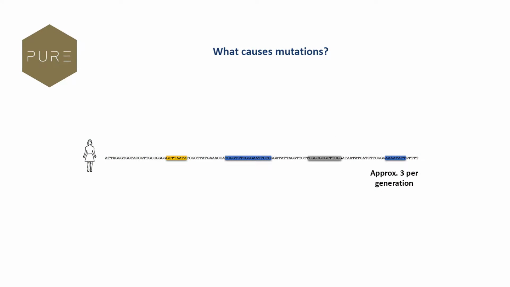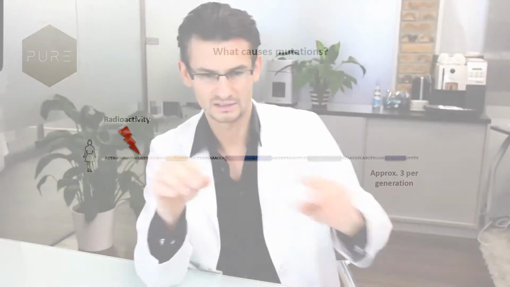So the question is, these mutations or these genetic variations, how do we get these mutations? And there are a number of ways. For one, radioactivity. Radioactive radiation can hit a DNA strand and it can break the code, and then you actually get a letter change there.